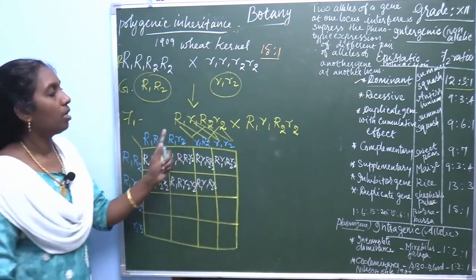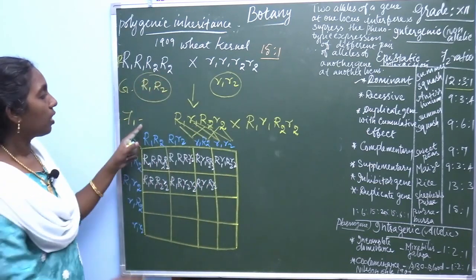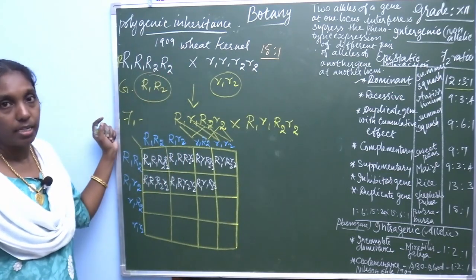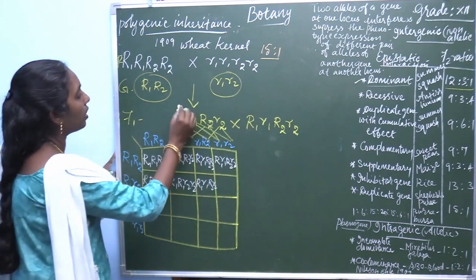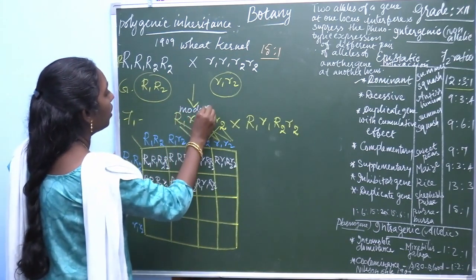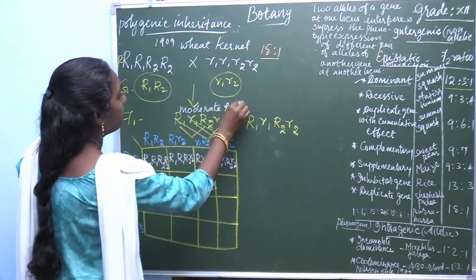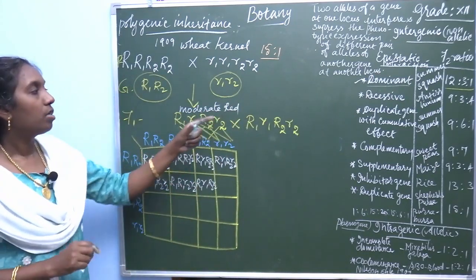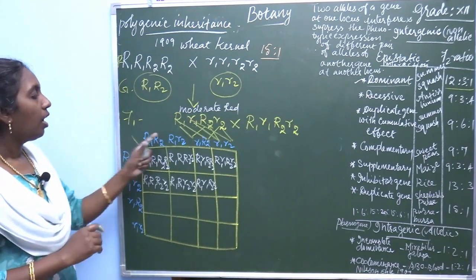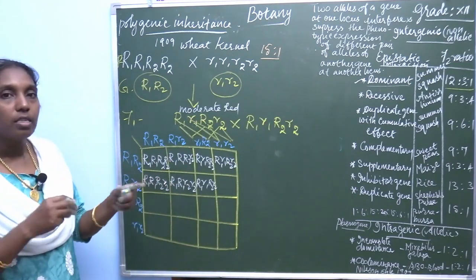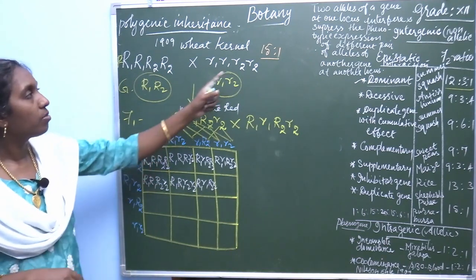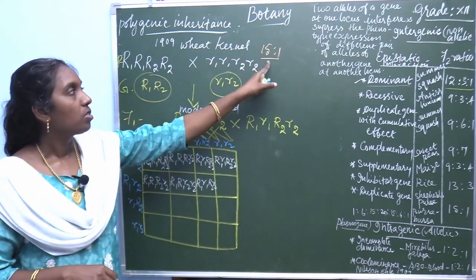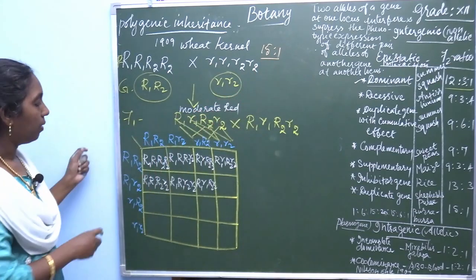And here, in the F1 generation, it gives a moderate color. This is polygenic inheritance. Under polygenic inheritance, it gives moderate red, because all the genes, a group of genes, combine and express one single trait. So it gives moderate red, and in the F2 generation, it gives different combinations of red color and finally only one white color. So it gives the ratio 15:1.